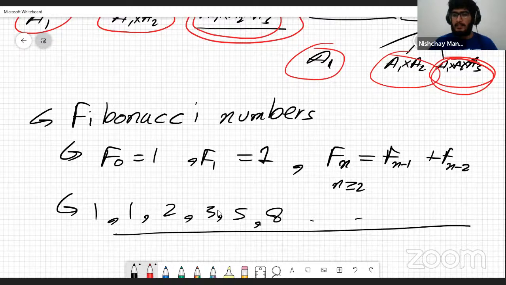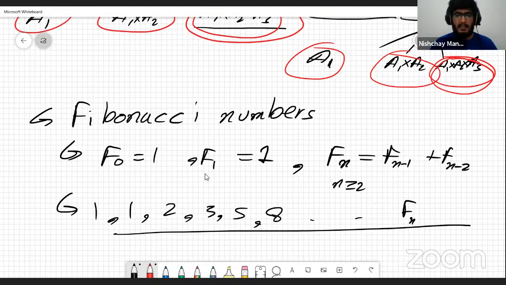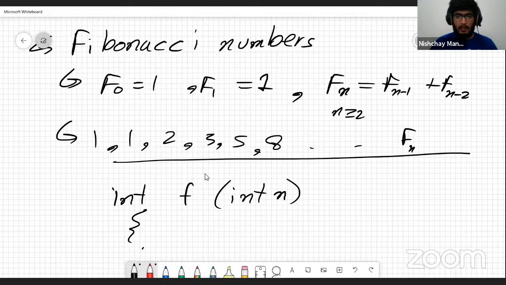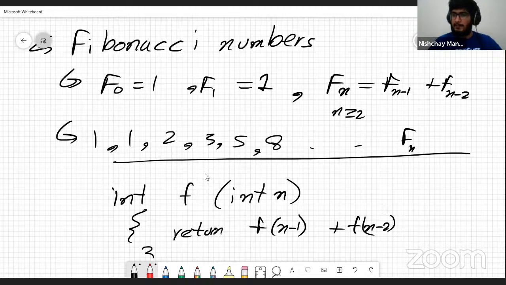So if you have to calculate, let's say, some fn, what you will do is generate a function int f of int n, and then you will return f of n minus 1 plus f of n minus 2. Also have some terminating cases: n equal to 1 or n equal to 0, just return 1, right?